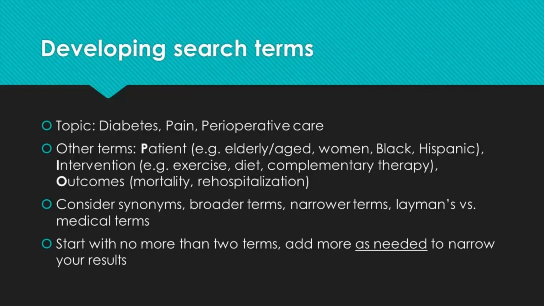You might choose a term related to a specific intervention, such as exercise, diet, or alternative or complementary therapies. Or you could choose an outcome-related term, such as anxiety, mortality, or rehospitalization. Remember that you can use narrower, alternate, or related terms for your search terms, including both medical and layman's terms. Start with just a couple of terms and add more as needed to narrow your search.